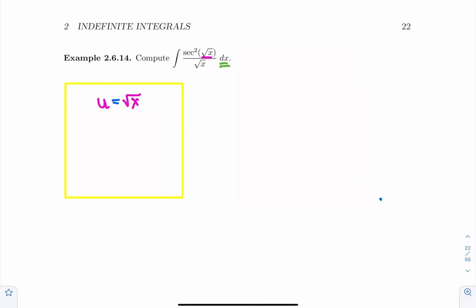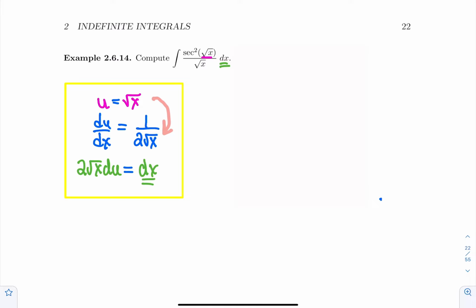Then du over dx, the derivative of the square root of x, is 1 over 2 square root of x. Well, it's x to the power 1/2. You use the power rule, you get 1/2 x to the power minus 1/2, which simplifies to 1 over 2 root of x. But my advice, you should really learn by heart that the derivative of square root of x is 1 over 2 square root of x.